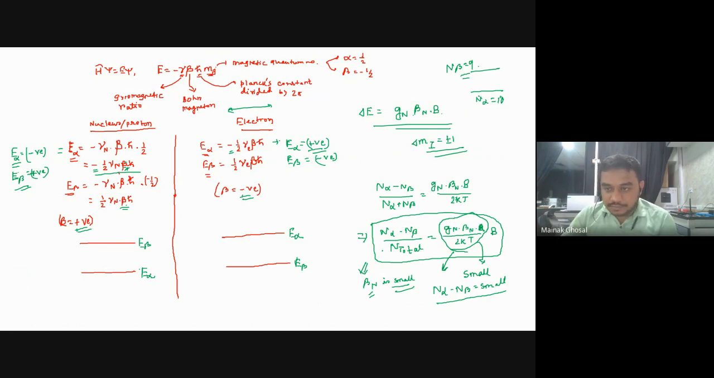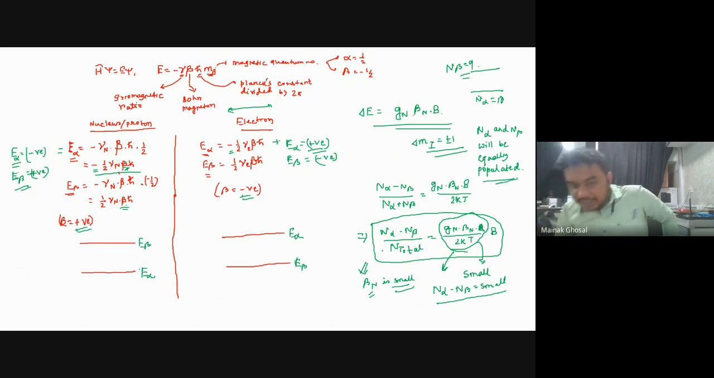So in alpha and in beta, these two states will be equally populated. Okay, fine. But to get a signal, you need what? A transition, right? If I have two states which are equally populated, I cannot get it. So somehow I need to increase this difference, the difference between the N alpha and N beta states.